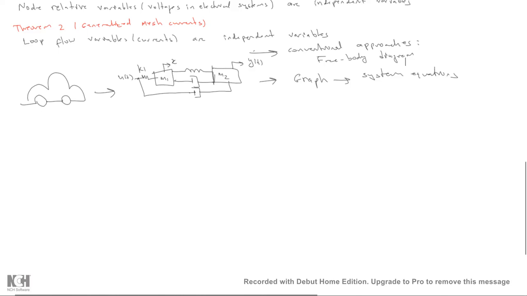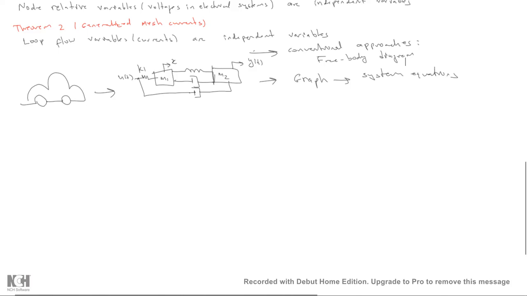Then, in order for us to obtain a model between the input u of t and output y of t, the conventional approaches exist. In mechanical systems, we have, for example, free body diagrams, and applying each component, since the system is linear and time invariant, using Newton's second law, we look at the forces applied in each particle, and we write the equations corresponding to that.